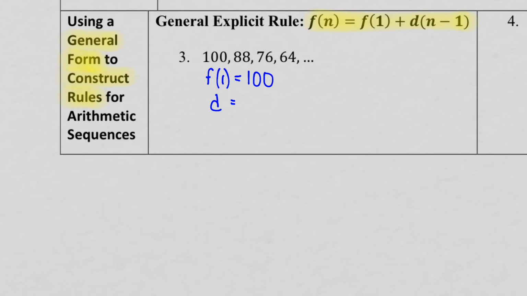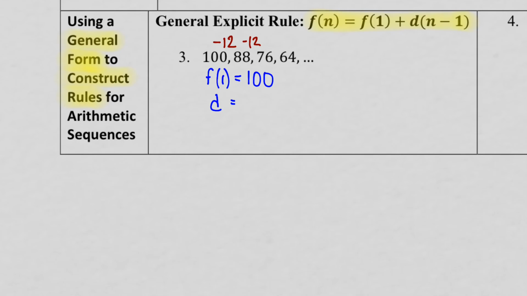D, the common difference. That means what is it going up by or down by from one number to the next? Let's investigate that. From 100 to 88, it is not going up, it's going down, so it's negative. It's going down by 12, minus 12. Let's investigate the rest just to make sure it's the same number always. 88 to 76, it's also going down by 12.